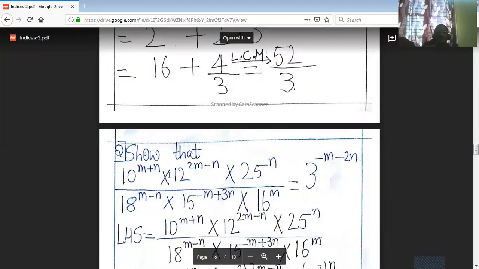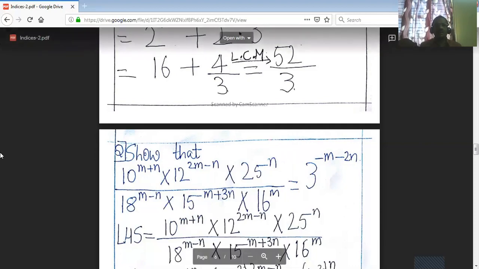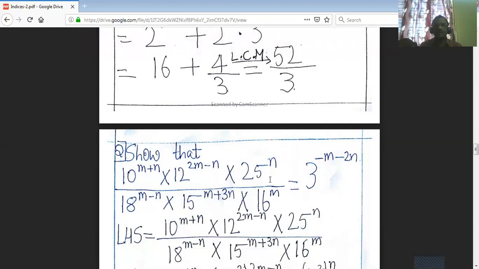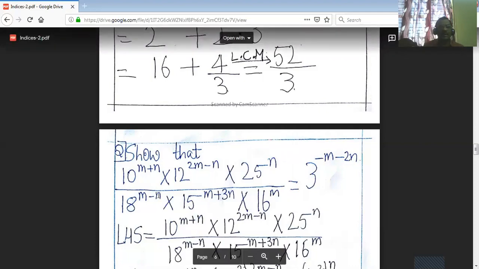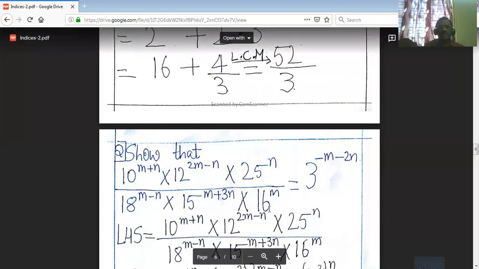Let me go for one more, the second one. I'm sorry, the third one. Okay, it is again taken from your question paper. I think this is from the 2014 question paper, that is 10 to the power of m plus n into 12 to the power of 2m minus n into 25 to the power of n divided by 18 to the power of m minus n, 15 to the power of m plus 3n into 16 to the power of m.